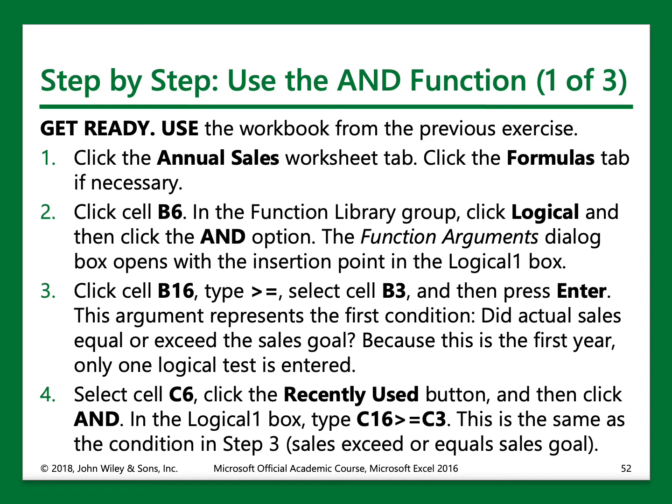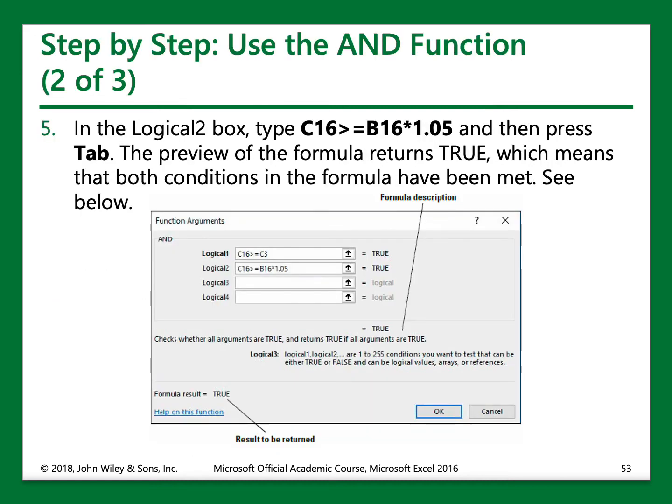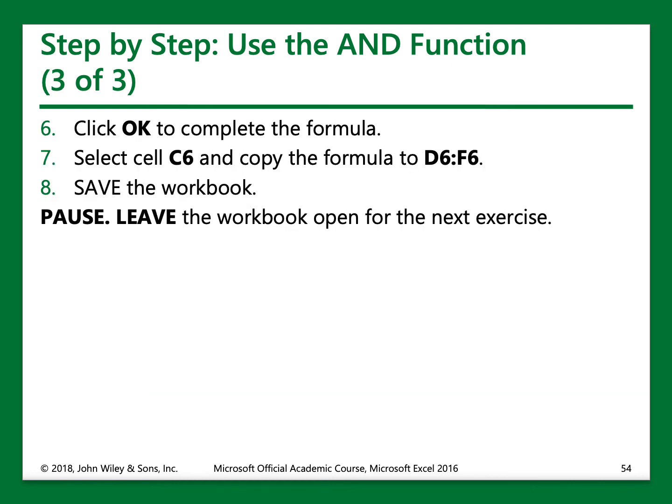Then we're going to select cell C6, click the recently used button, and then click the AND. In the logical box 1, type C16 greater than or equal to C3. So your logical box should look like this for the AND function. We've got two logicals inserted there. If you click OK and then copy the formula from C6 to D6 all the way to F6, and then save the workbook.